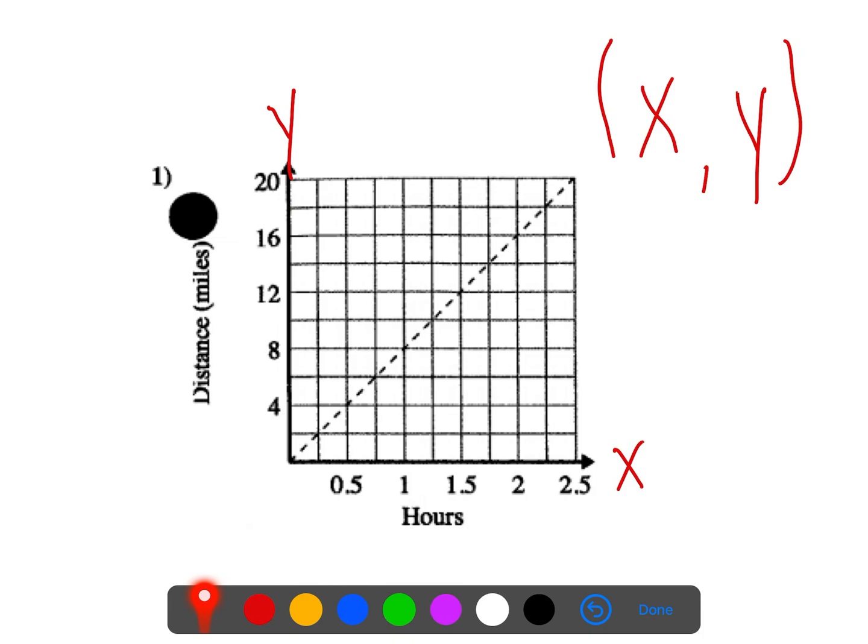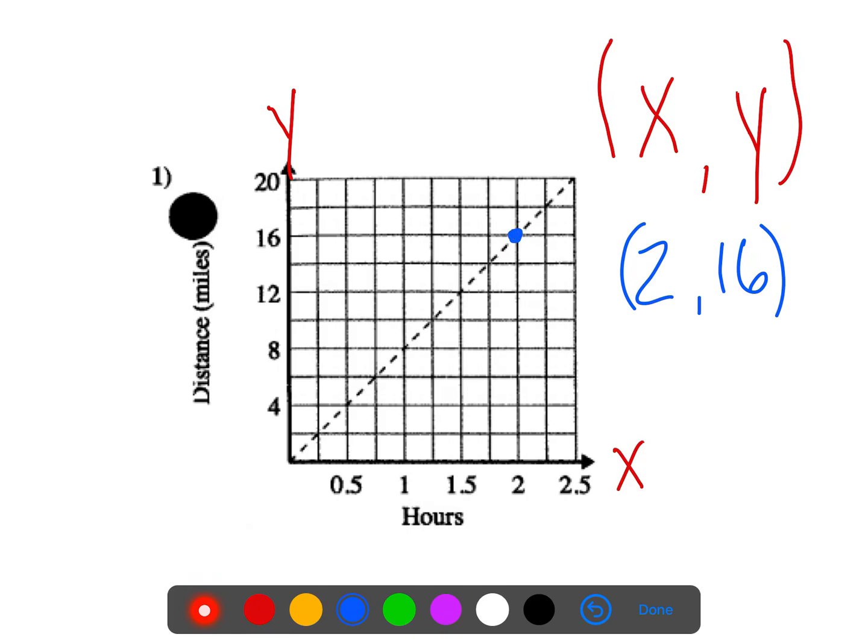So let's say that my point was 2 and 16. All right. I would go starting here at the origin. Remember, this is the origin, that 0, 0 point that all of our lines of proportional relationships start from. I would go on the x-axis out to 2, and then I would move up vertically until I got to 16, and it would be this point here on the graph.